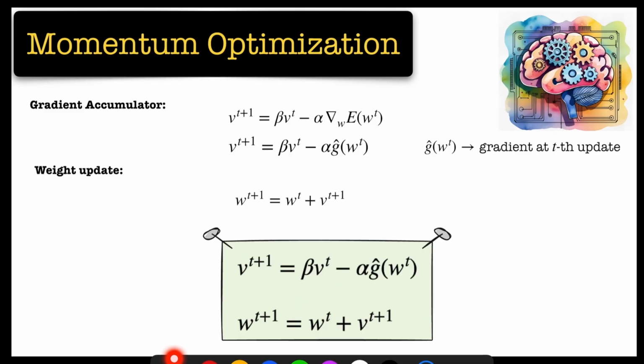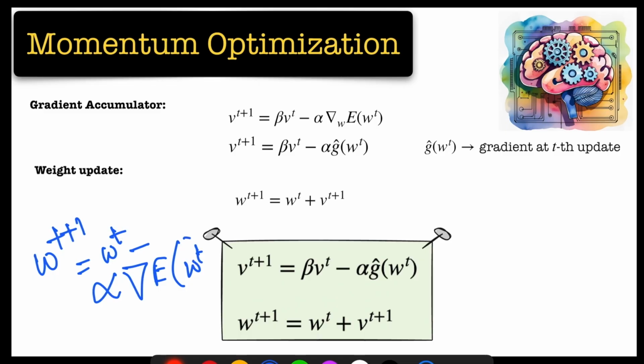Vt plus 1 is the gradient accumulator at iteration t plus 1. That is how we are calculating it: beta times Vt minus alpha times gradient of error. Earlier what we were doing is Wt plus 1 equals Wt minus alpha times gradient of error, right? We already had that term, but we are just introducing beta times Vt, the gradient accumulator from the previous iteration. So we are introducing this gradient accumulator.